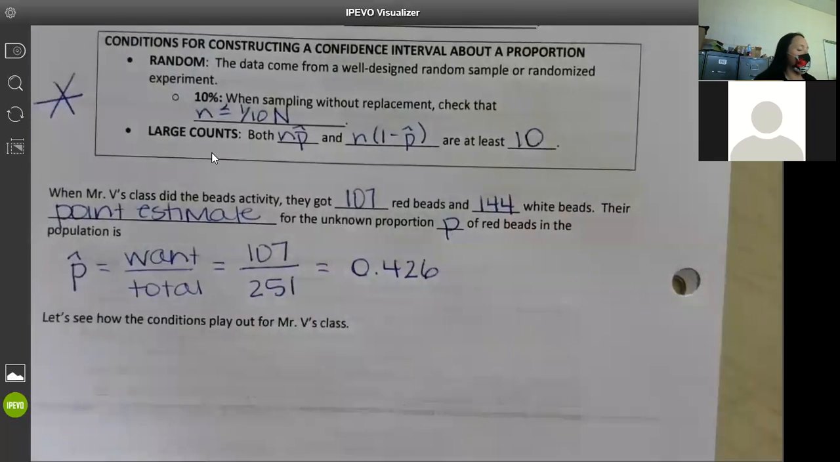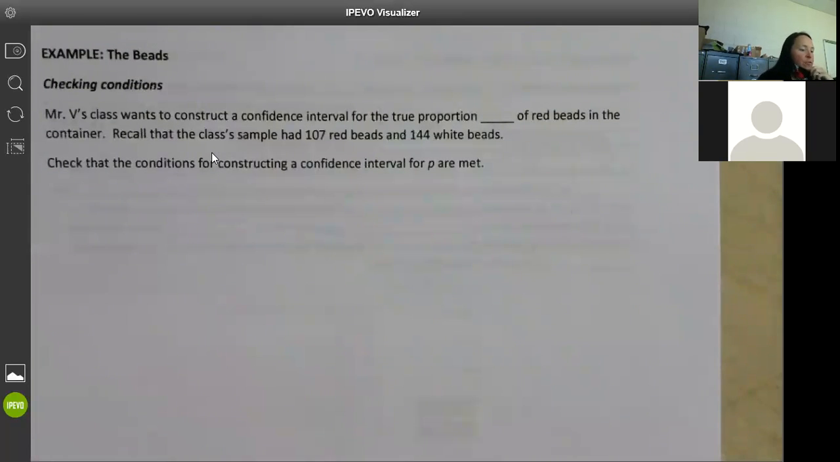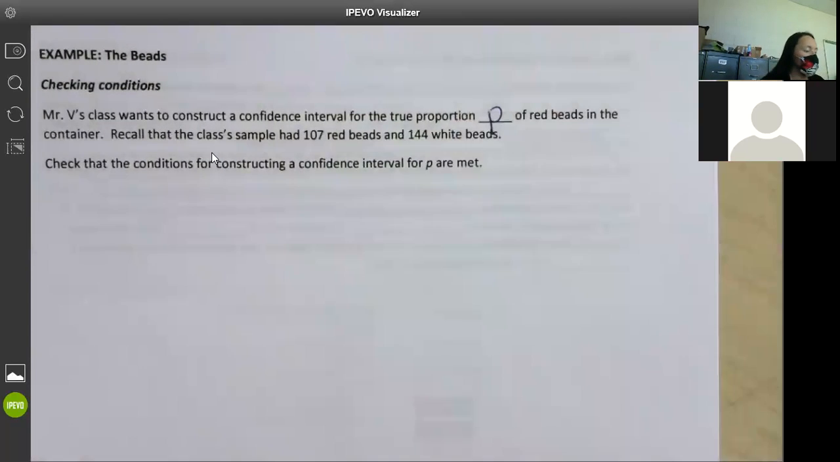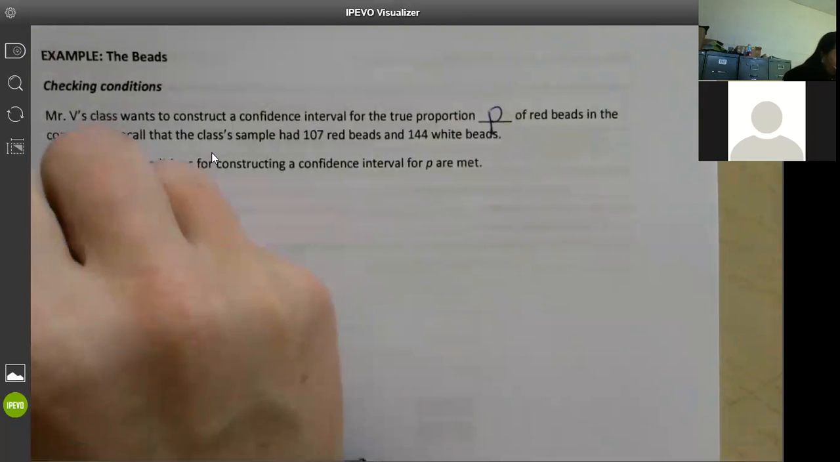This is really quick. We're just checking conditions. Mr. V's class wants to construct a confidence interval for the true population proportion P of red beads in the container. Recall that the class's sample had 107 red beads and 144 white beads. Check that the conditions for constructing a confidence interval for P are met. So the first one we need to check is whether it's random.